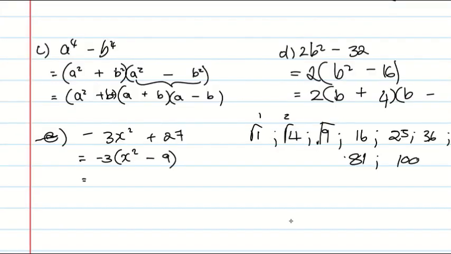That's good work, Grade 10. So we can identify that there is a difference of two squares. The negative 3 stays outside. When I'm doing a difference of two squares, I have the square root of the first one and the square root of the second one. That becomes a plus 3, that becomes a minus 3, and there's my answer.